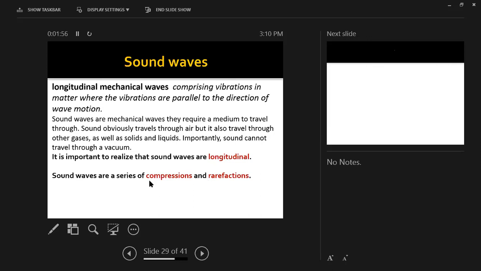So sound waves are a series of compressions and rarefactions. Remember rarefaction and compression, these two terms we learned about in the previous lesson. Compression is like when you compress the waves. When you compress the waves, this is going to be a sound wave.